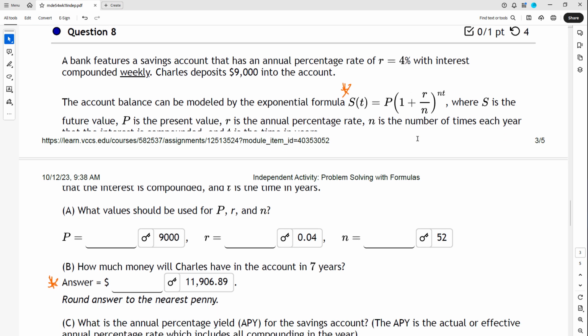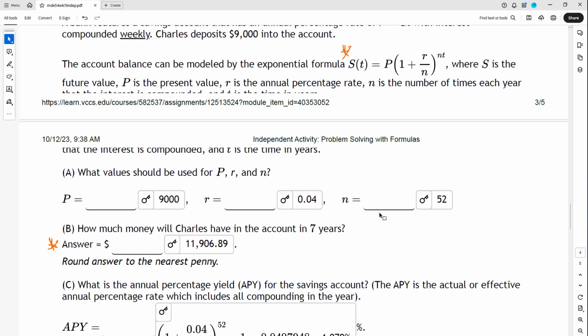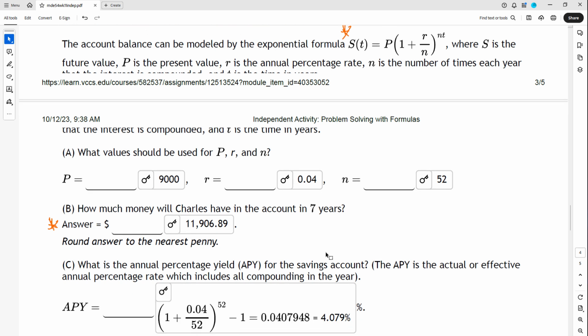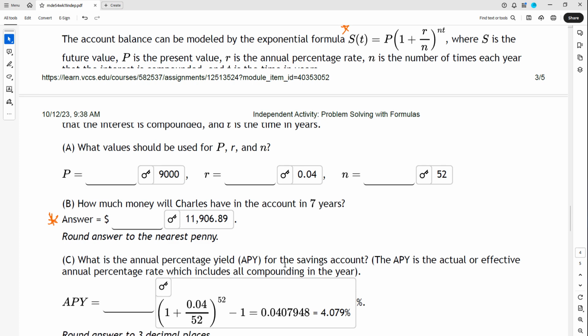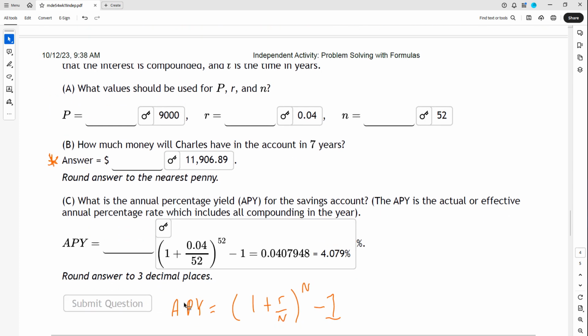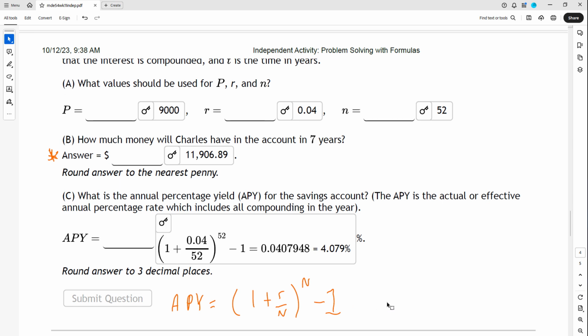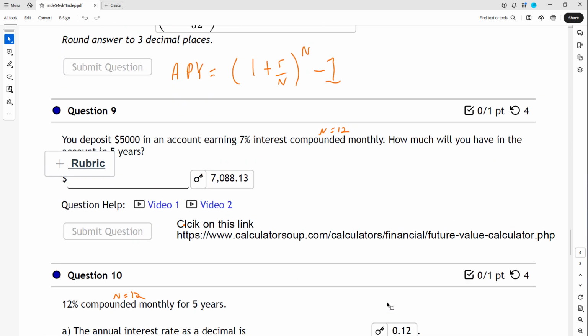Okay. And you should have $11,906.89. Part C was annual percentage yield, and that's the formula you should use here. This one here.